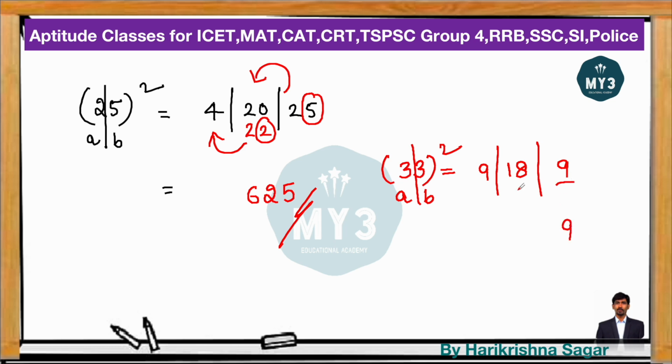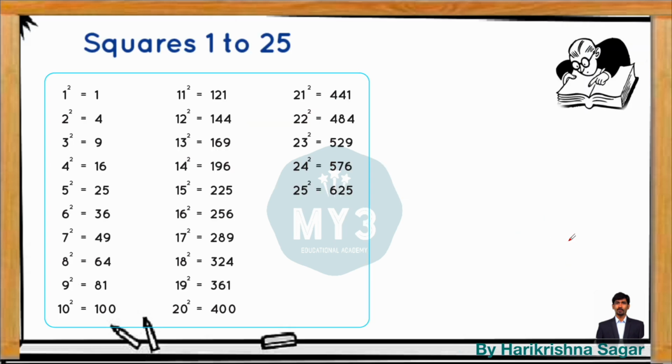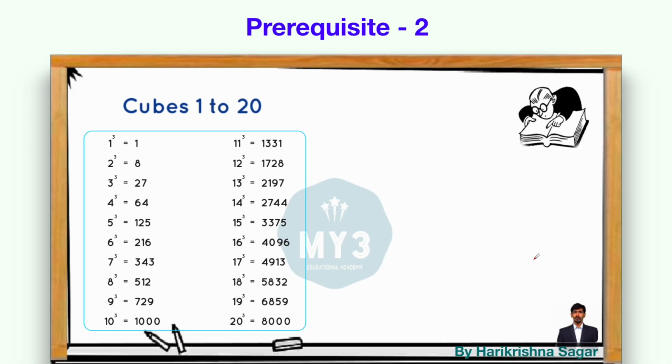Take the last digit 9, take the last digit 8, send 1 as carry to the next number, and mark the answer 1089. So use this formula if you have a number which is more than 25. If you have a number below 25, just simply learn these numbers by heart, and after 25 you can use this formula. Hope you are able to understand.